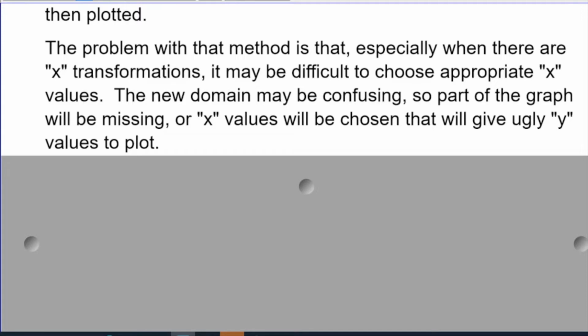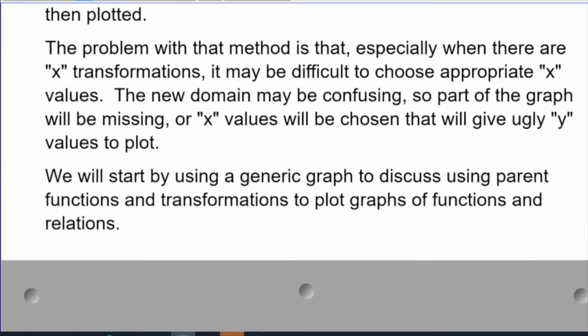going on in the graph? You might try choosing some x values and notice that you won't get your entire graph because some of it is going to be beyond the points that you've chosen. So the technique of choosing x values and subbing into the equation starts to break down the more complicated the graphs are. So that's why the transformation method is used.